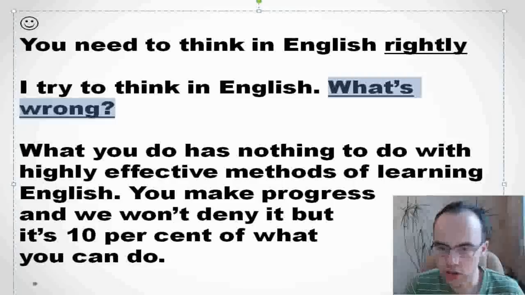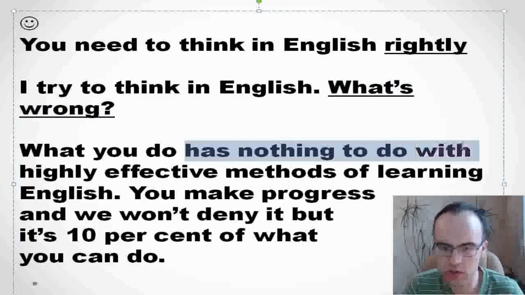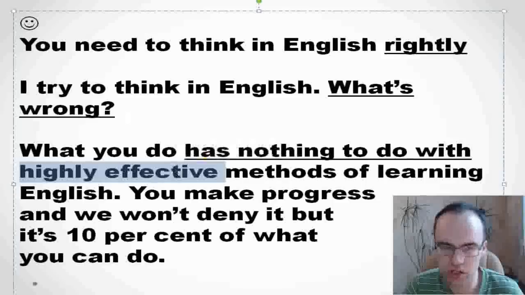What you do has nothing to do with highly effective methods of learning English. So what you do, it means it's not about effective. It isn't about highly effective or very effective methods of learning English. So it isn't effective. It isn't so effective. Okay, so you make progress. Yeah, I would say you make progress.